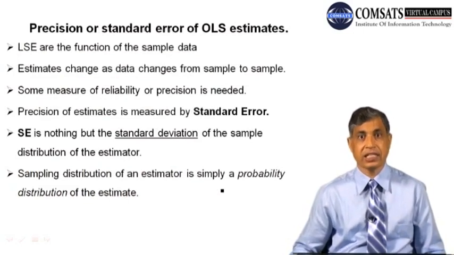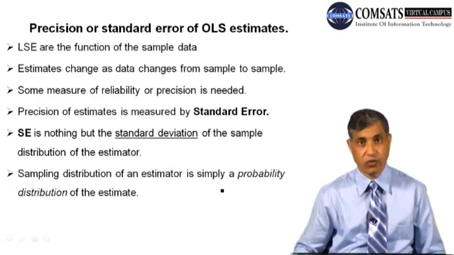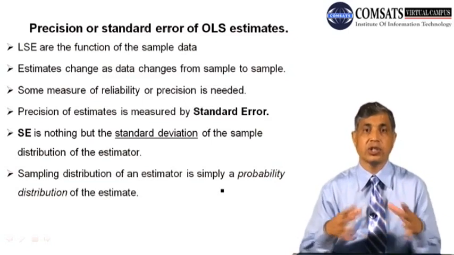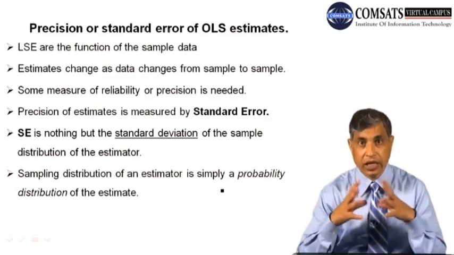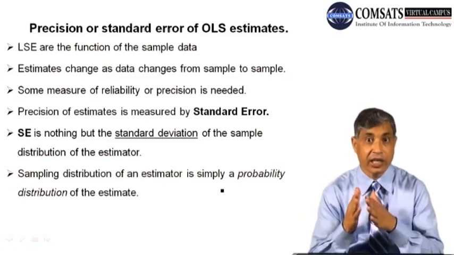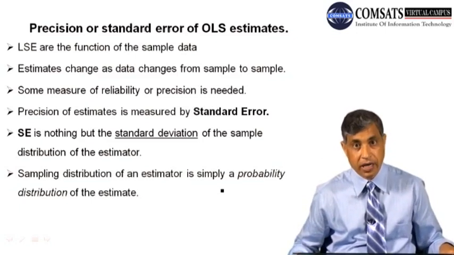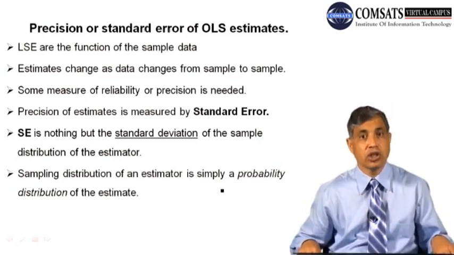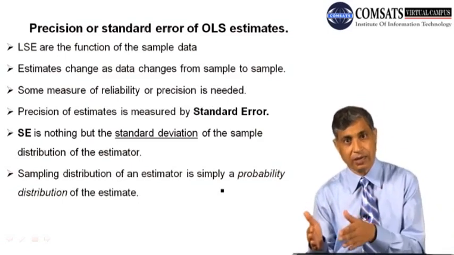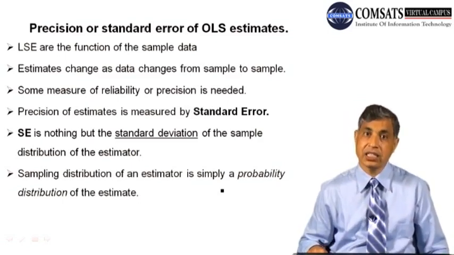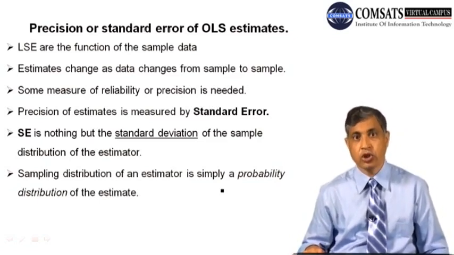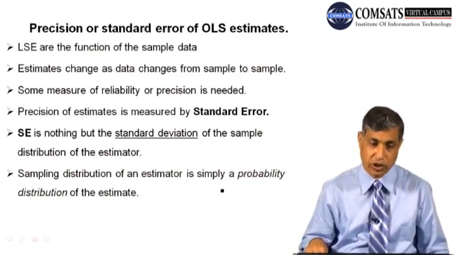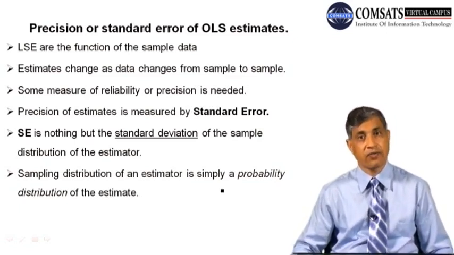So the next is the precision or standard error of OLS estimates. Now we are refining and refining our estimation, so that our estimated parameters are very near to the true parameters, the population parameters. I am sorry because I am alternately using the word parameters both for the sample and for the population, but you should remember that estimates should be used for the sample and parameters for the population. What is the precision or standard error of OLS estimates?